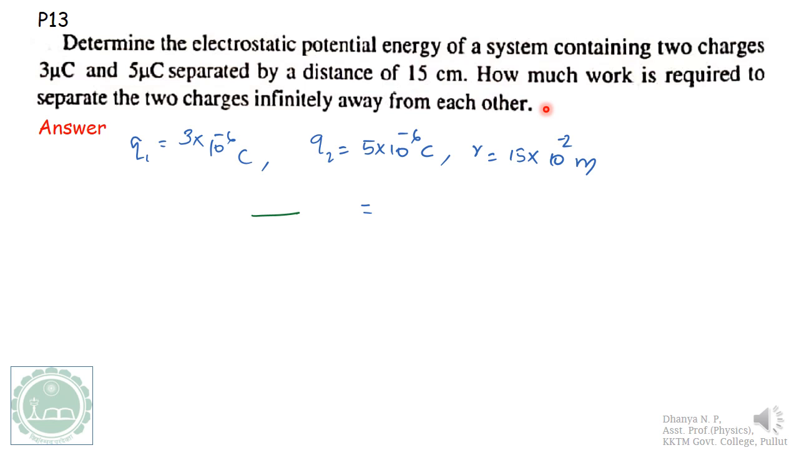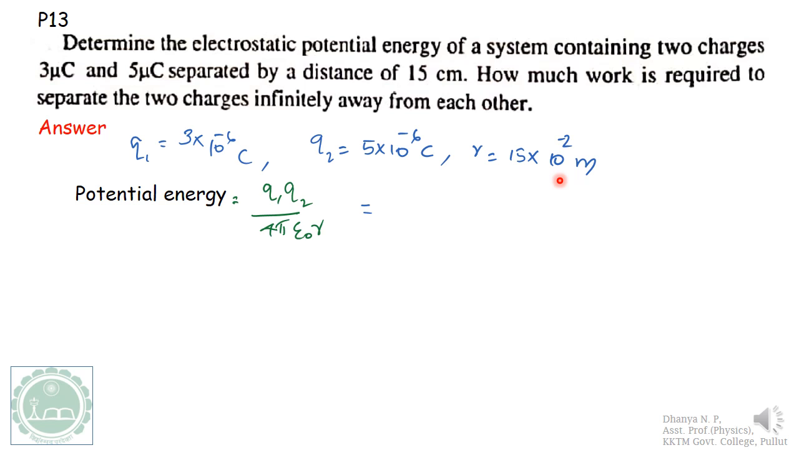It is given as Q1 is 3 microcoulomb. Micro means 10 raised to minus 6. Q1 is equal to 3 into 10 raised to minus 6 coulomb. Q2 is equal to 5 into 10 raised to minus 6 coulomb. And the distance is 15 centimeter, that is 15 into 10 raised to minus 2 meter.